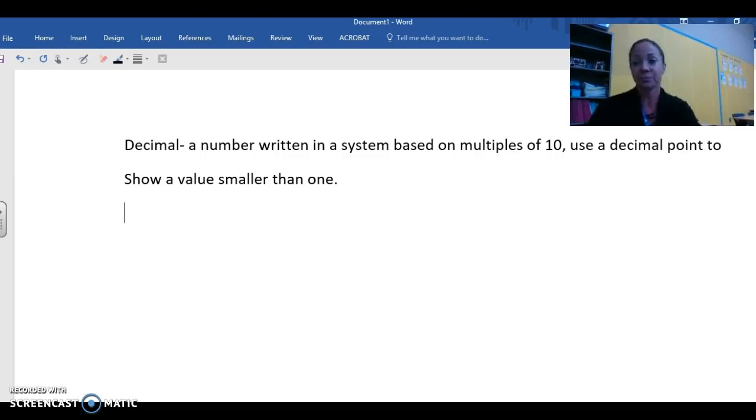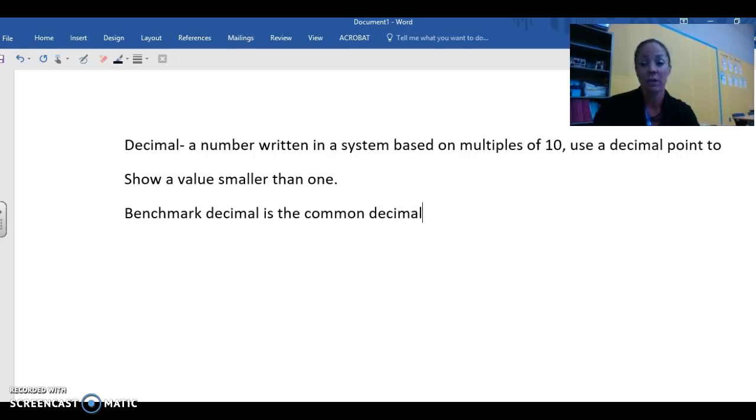All right. A fact or a characteristic of a decimal, and make sure you get all of this in your notes. A benchmark decimal is the common decimal, the one that we're used to seeing all the time. It's used to estimate the value of other decimals.